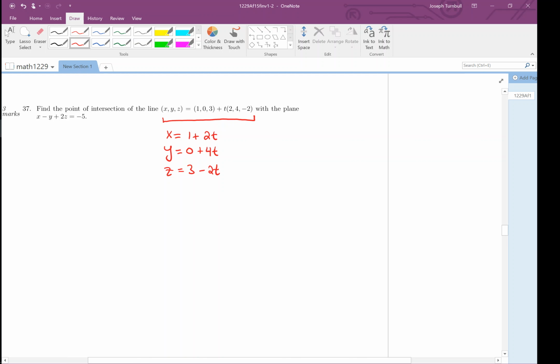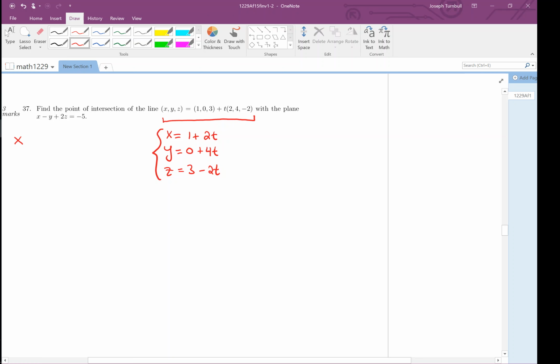Now, what a point of intersection means is that the line and the plane share the same x, y, z coordinate. So I can use the expression that describes the x coordinate for the line in the x coordinate for the plane, and the same for the y and for the z.